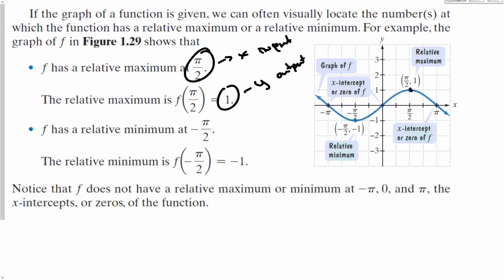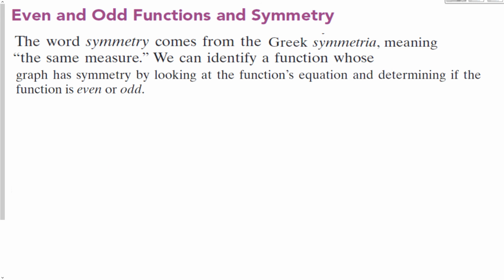Okay, so always when we're talking about relative max and relative mins, the place at which the function has a min or max is the x value. The y value is the relative maximum. And we can tell that by this picture again. Now let's look at this point right here, which is a relative minimum. So the function has a relative minimum at negative pi over 2, and the relative minimum is negative 1. Notice that f does not have a relative maximum or minimum at negative pi, 0, and pi. It has intercepts, x-intercepts, or zeros, either way.